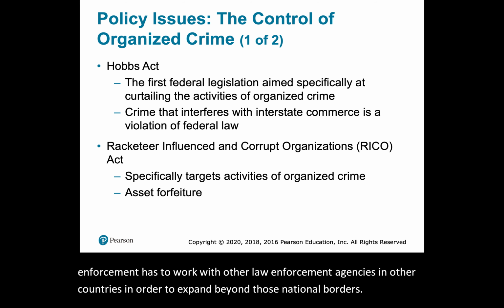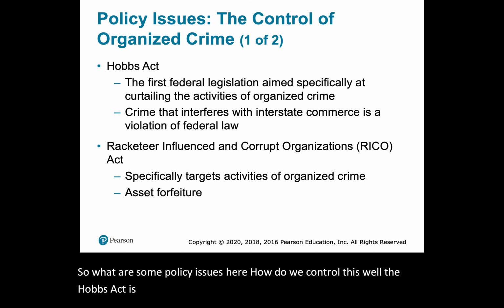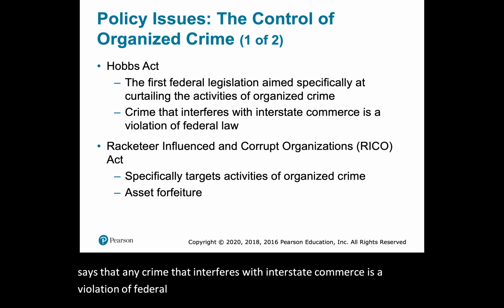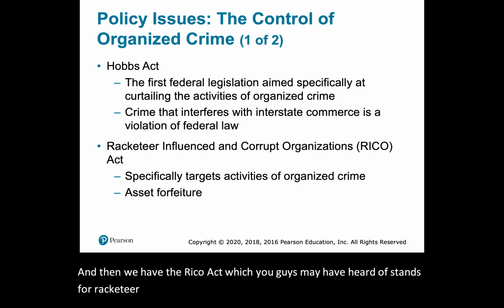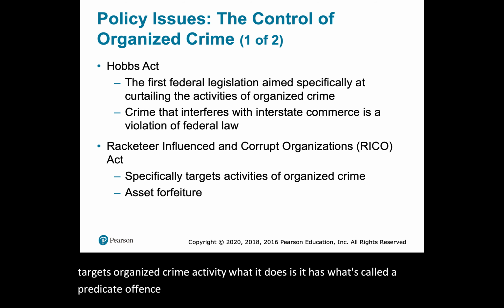So what are some policy issues here? How do we control this? Well, the Hobbs Act is the first federal legislation aimed at organized crime. And it says that any crime that interferes with interstate commerce is a violation of federal law. And then we have the RICO Act, which you guys may have heard of. It stands for Racketeer Influenced and Corrupt Organizations. And it specifically targets organized crime activity. What it does is it has what's called a predicate offense, a main offense. And then other offenses that are attached to that is what makes it illegal.